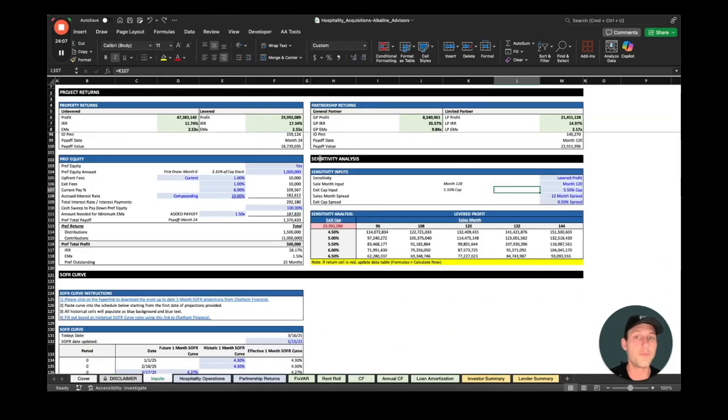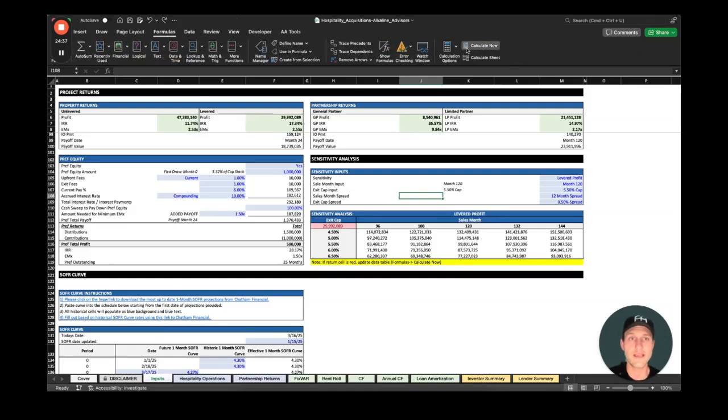The next and final piece in the inputs tab is the sensitivity analysis section. Here, what we're doing is we're taking a 2-variable sensitivity. The first piece we're sensitizing is sale month, and the next piece is exit cap. Also, this is a cool functionality as well. You'll see, note, if return cell is red, update data table, you have to go to formula and calculate now. What this is saying is that you just need to refresh because calculations have changed. This table, you need to click a refresh button essentially in order for it to calculate automatically.